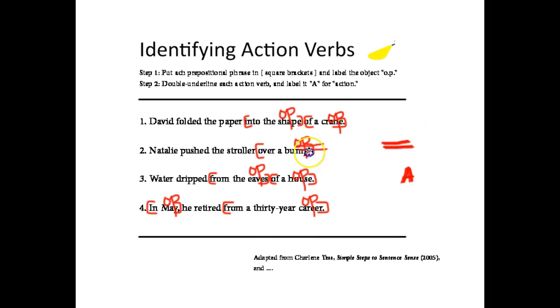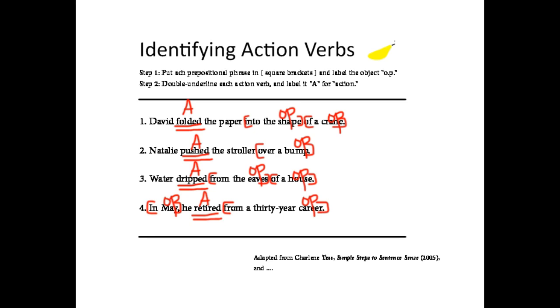Well, in number 1, I want a double underline under "folded" because that's a physical action, and label it A. Number 2, it's "pushed," label that one A. And number 3, it's "dripped," label that one an A. And number 4, it's "retired," label that one an A. And notice that all 4 of these actions are physical actions.